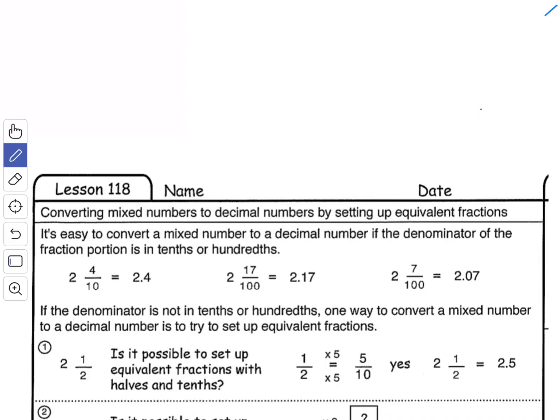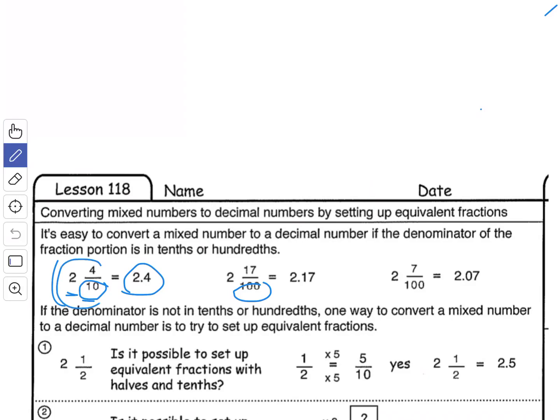Up to this point, we have learned how to convert mixed numbers, which means a whole number and a fraction, into a decimal as long as the denominator was 10 or 100. Today we're going to learn how to do it when it's not 10 or 100.